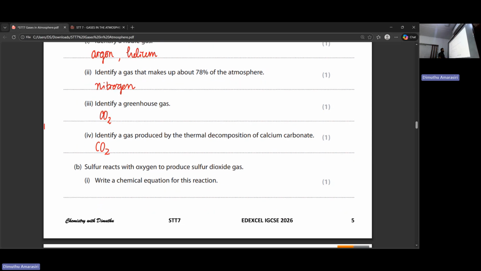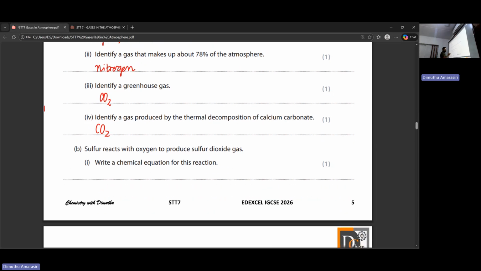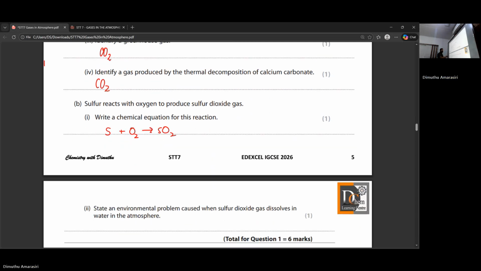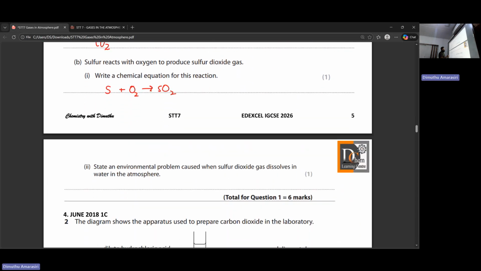Sulfur and oxygen produce sulfur dioxide. Write a chemical equation for this. Sulfur plus oxygen, O2, gives you sulfur dioxide. Easy as that, very straightforward. State one environmental problem caused by sulfur dioxide gas dissolved in water: acid rain. Acid rains destroy the aquatic life and destroy the constructions. Rusting will be enhanced.